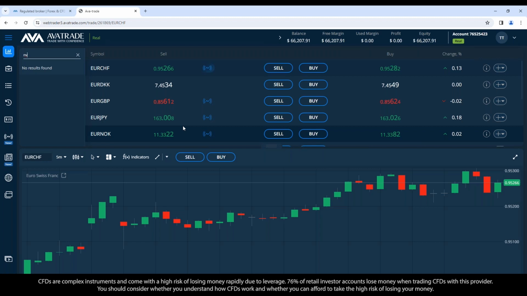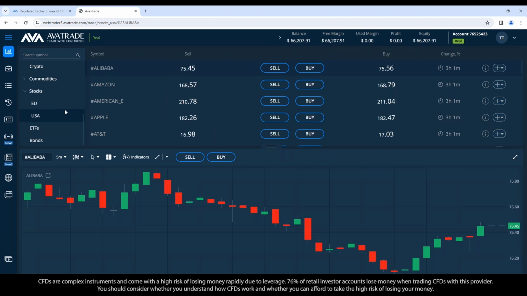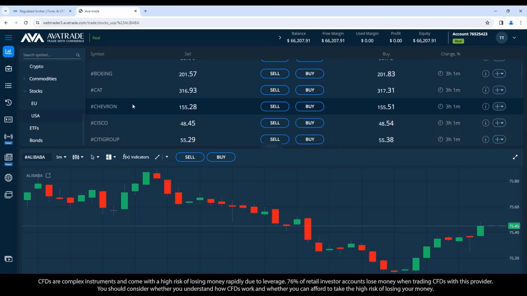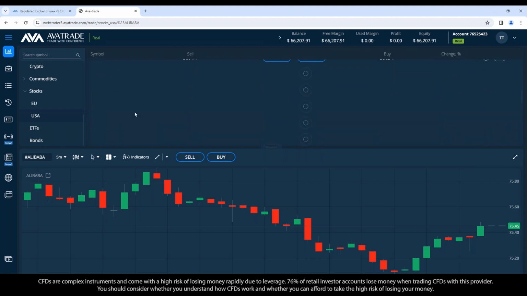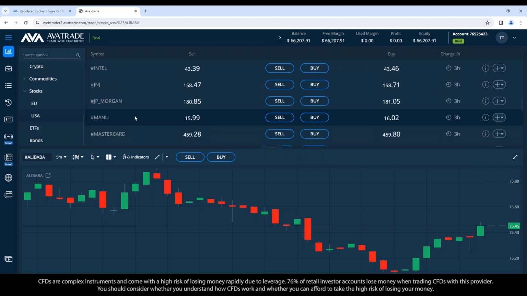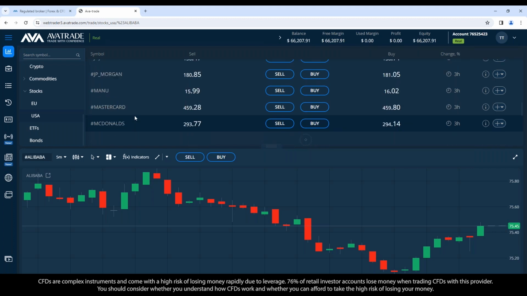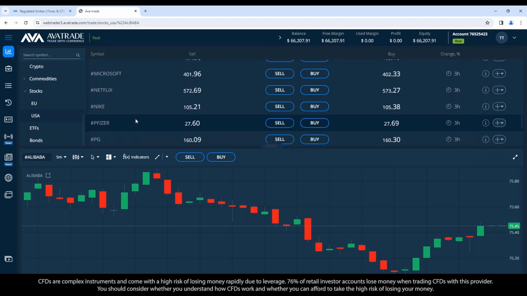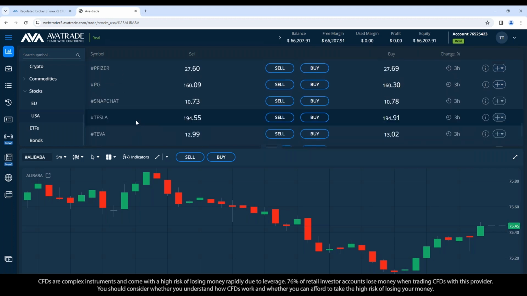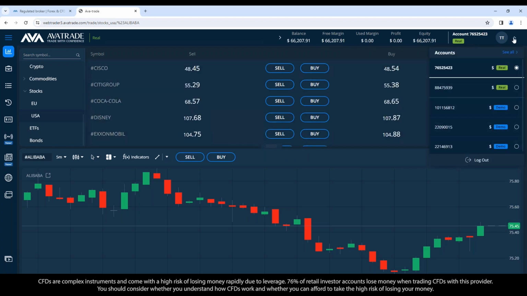So let's go to stocks, US. And let's see, I don't know if it's on our MT4 and MT5. Let's check. Some of the stocks are only MT5. Here, let me check. Let me switch to my MT5 account.